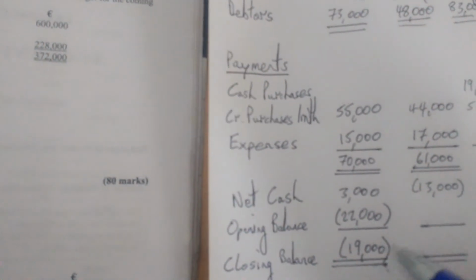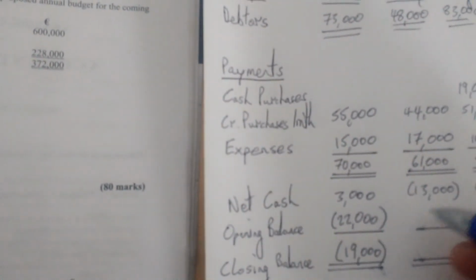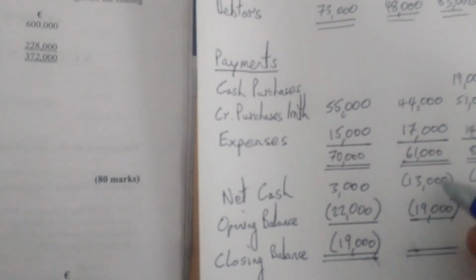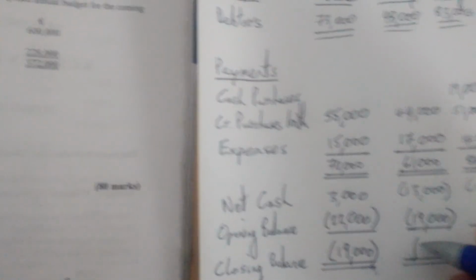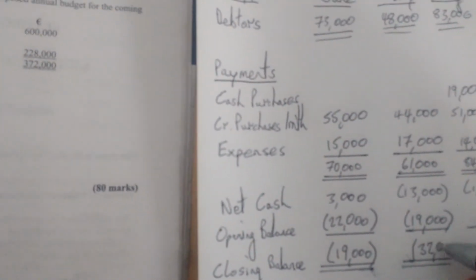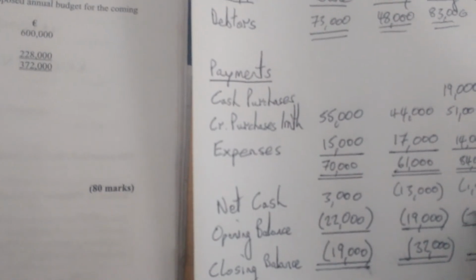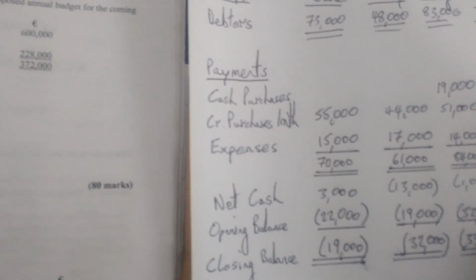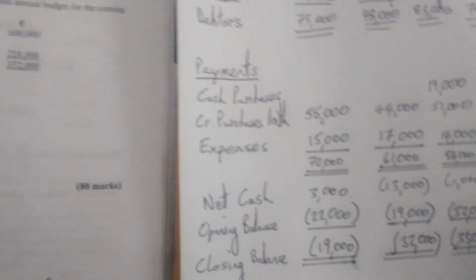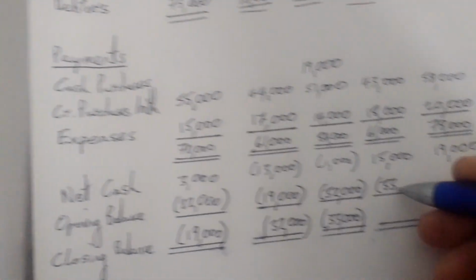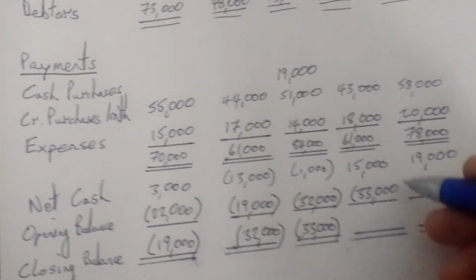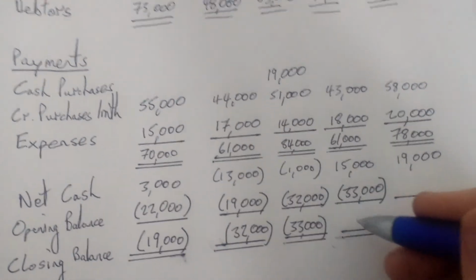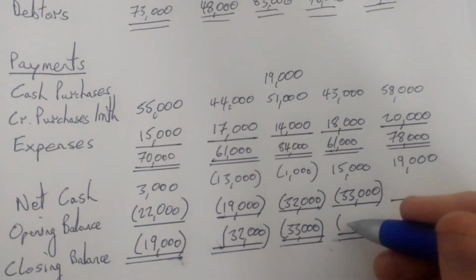And just like the higher level, the closing balance for 1 month becomes the opening balance for the next month. So I must bring that minus 19 over here. Add the two of these minuses together and I get a minus 32,000, isn't it? That becomes my opening balance here. Add the two of these together, I get a minus 33,000. That becomes my opening balance up here. Okay, add the two of these together and I get a minus, what is it, 18,000, isn't it?